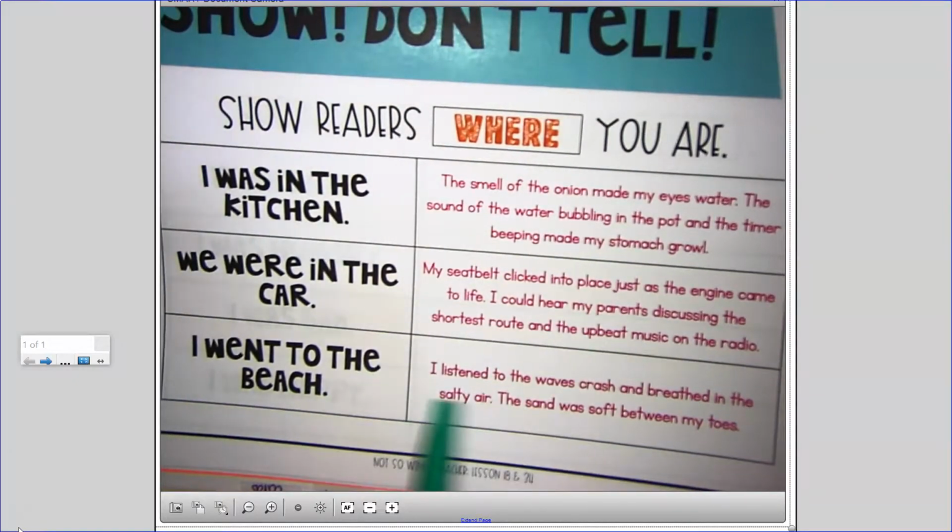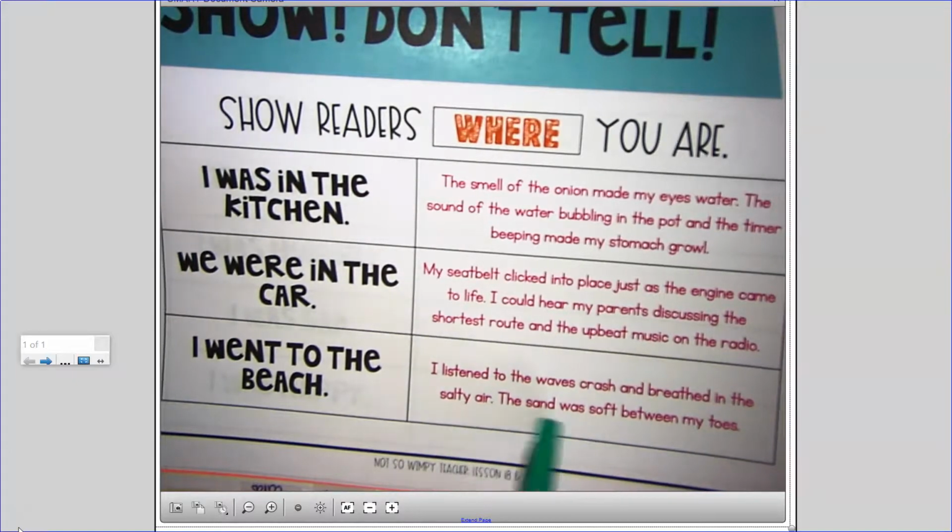I went to the beach. I listened to the waves crash and breathed in the salty air. The sand was soft between my toes. These are all ways that we can picture where we are and not just say where we are. So I'm going to challenge you to go back in your writing and find your setting where your story took place and show us, don't tell us, okay?